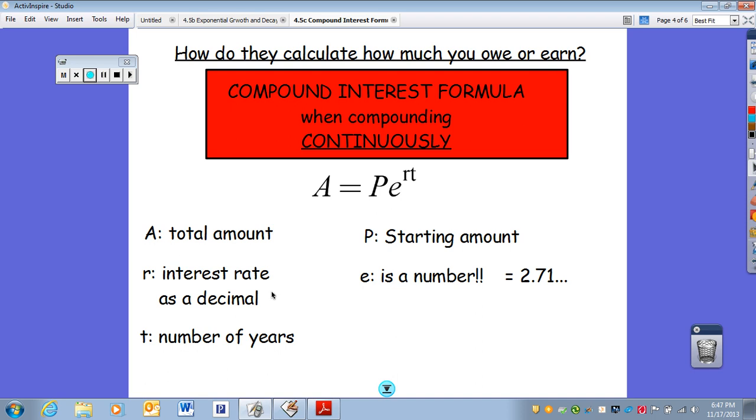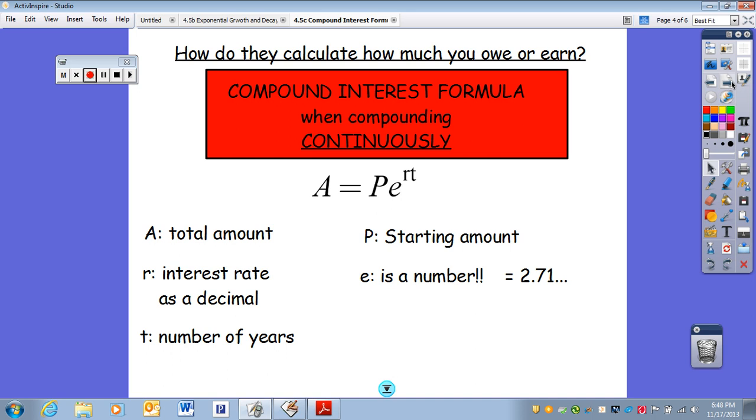T stands for the number of years, and then the last thing to know is E. E is simply a number. It is a number like pi. It stands for a number that is 2.71, etc. And it has been developed for one of these particular reasons in using compound interest. We can approximate it as 2.71, but it is a button that is found on your calculator. So you should be able to find the E and use it as we are calculating the interest.